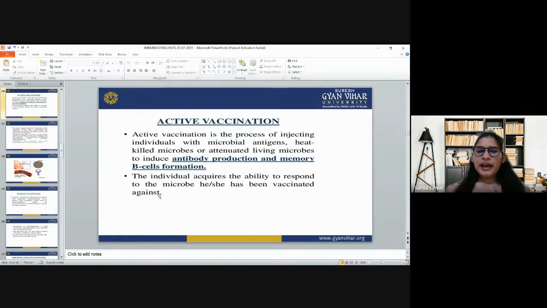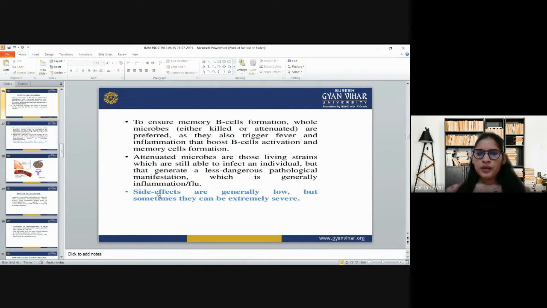Now the next we have active vaccination. So what is active vaccination? Active vaccination is the process of injecting an individual with microbial antigen, heat-killed microbes, or attenuated living microbes to induce antibody production and memory B cell formation. The individual acquires the ability to respond to the microbe she has been vaccinated against.